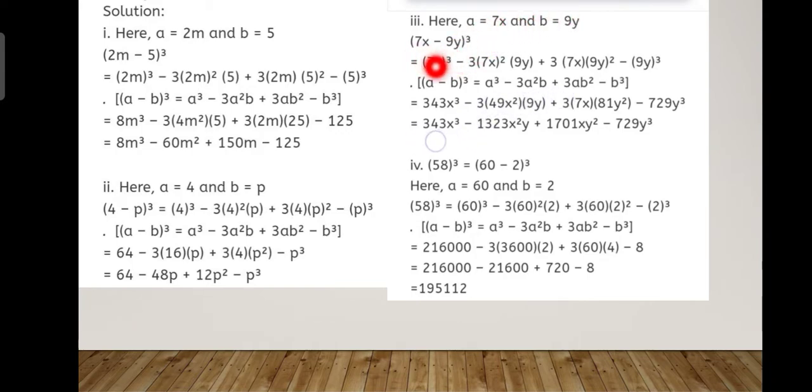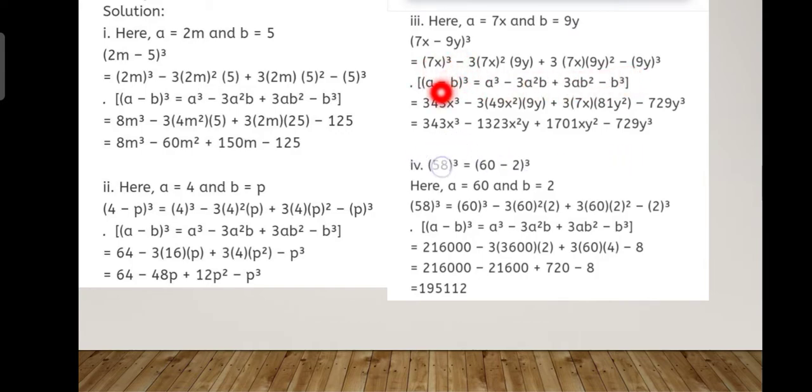Okay, so by the formula of (a minus b) the whole raised to cube, a cube minus 3a square b plus 3ab square minus b cube will be (7x) the whole raised to cube minus 3 into a square, that is (7x) the whole square, into b, that is 9y, plus 3 into ab square, so 3 into 7x into (9y) the whole square minus (9y) the whole raised to cube.